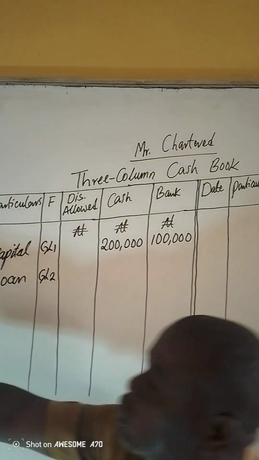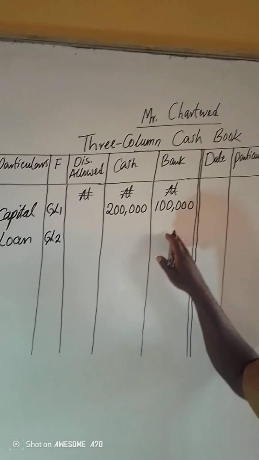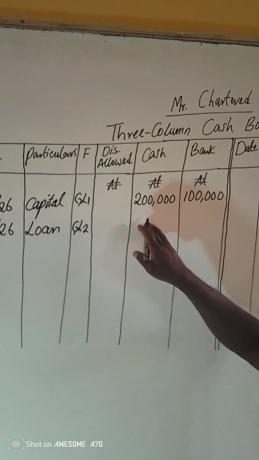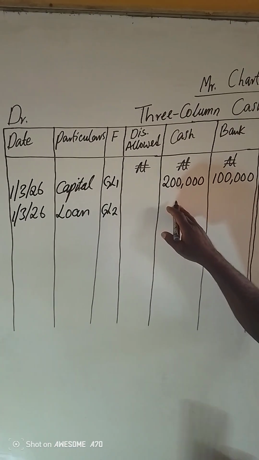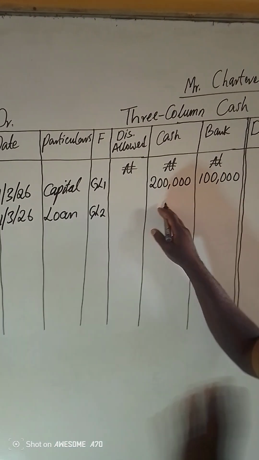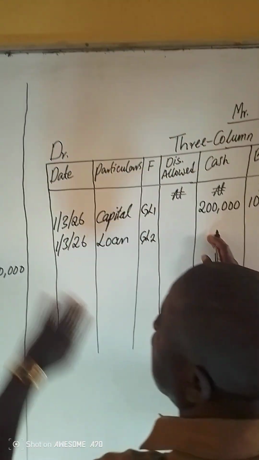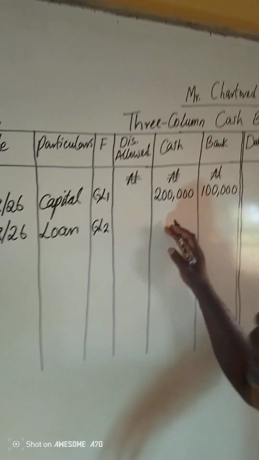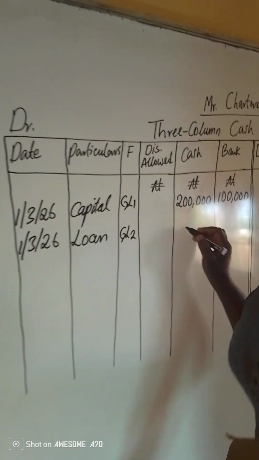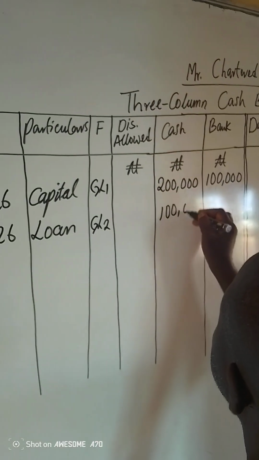Though cash is not mentioned here, don't put it under bank. The money is received by way of cash. You take a loan from the bank, you take it mostly by cash. So whether cash is mentioned or not, the loan was taken by cash. And how much is the amount? 100,000. So that is how you treat such a transaction.